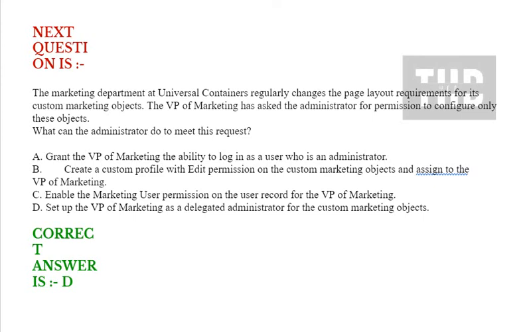Marketing. Option C. Enable the marketing user permission on the user record for the VP of Marketing. Option D. Set up the VP of Marketing as a delegated administrator for the custom marketing objects. Correct answer is option D.